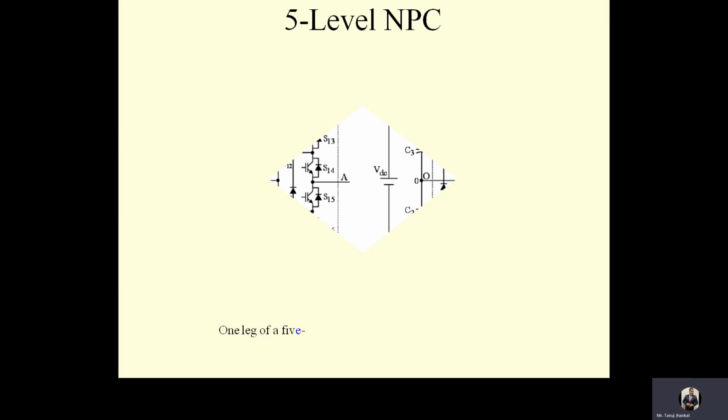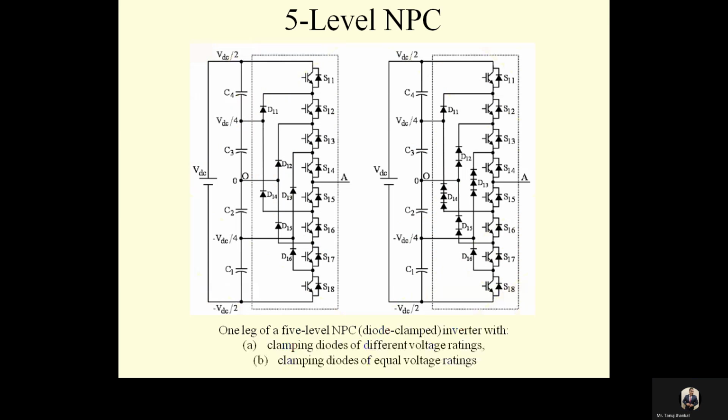A generalized structure of multi-level inverter is a direct extension of the NPC three-level inverter. Now the configuration for a five-level NPC structure is something like this. This is a five-level NPC structure where four series connected capacitors are used to realize the 5 voltage levels. Each capacitor of the DC link has a voltage of VDC/4 across it, and each switch has to block the voltage across one capacitor only.